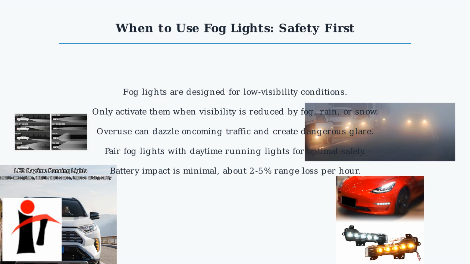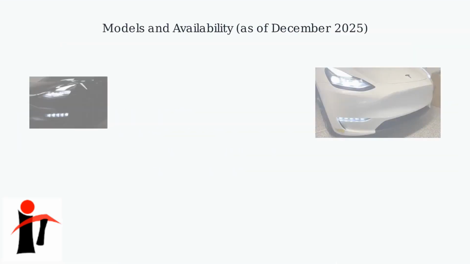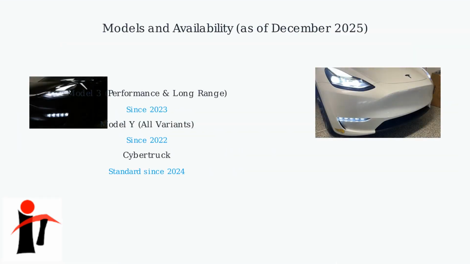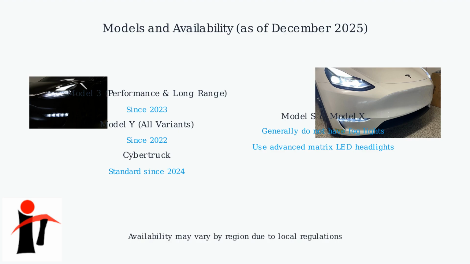The battery impact is minimal, with only about 2 to 5% range loss per hour of use, thanks to efficient LED technology. As of late 2025, fog lights are typically found on the Model 3 Performance and long-range variants since 2023, Model Y All variants since 2022, and Cybertruck Standard since 2024. The Model S and Model X generally do not have fog lights due to their advanced matrix LED headlights. Availability may vary by region due to local regulations.